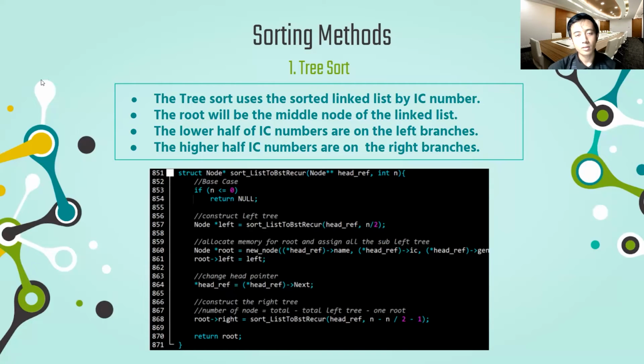The tree sort is actually the sorted linked list by the IC number being inserted into the tree. Basically the root will be the middle node of the linked list, and the lower half of the sorted IC numbers are on the left branches, and the higher half of the IC numbers are on the right branches.